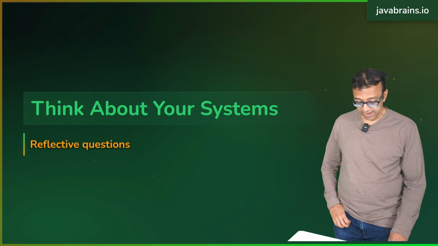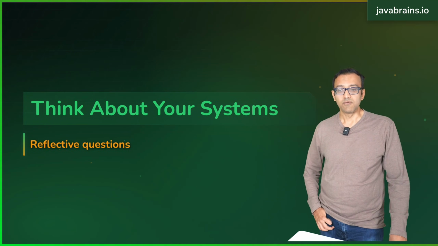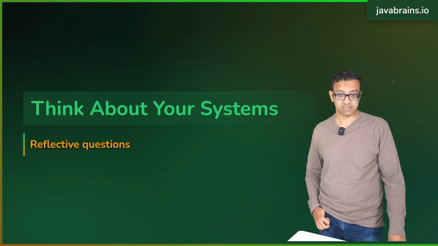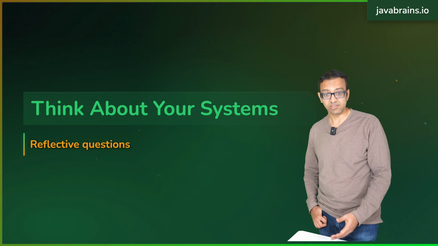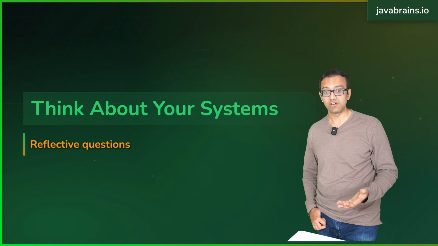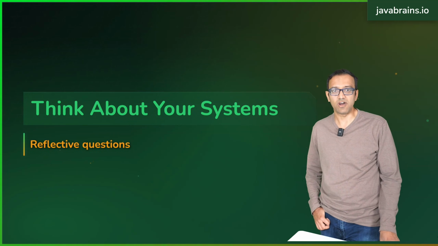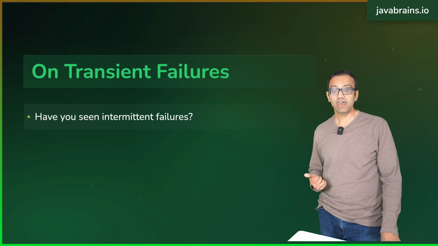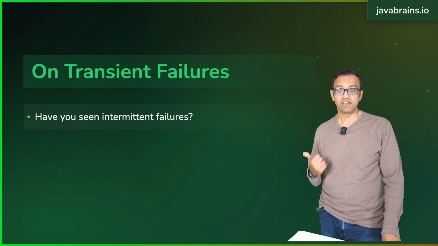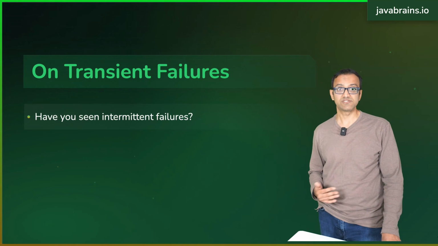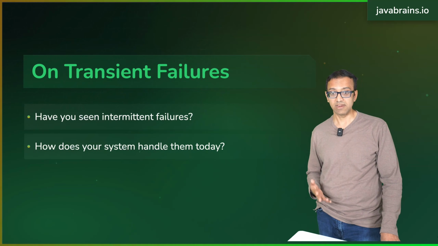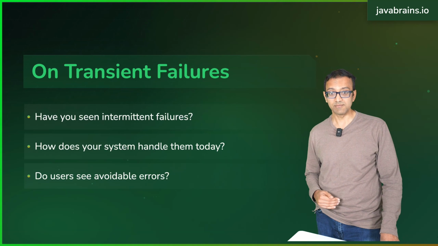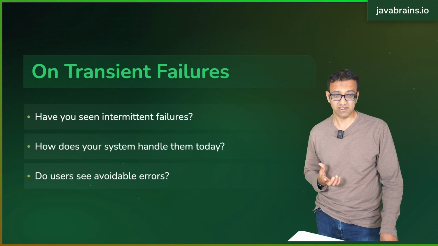Now, we're going to take a break, and during the break I want you to reflect on this. I want you to think about your own systems, the things that you're working on on the job and writing code for, and look at the two problems that we've discussed. What are your transient failures? Do you have intermittent failures? If so, how do you resolve them today? How does your system handle it? And how do users see and perceive it? Ask yourself this question in the break.